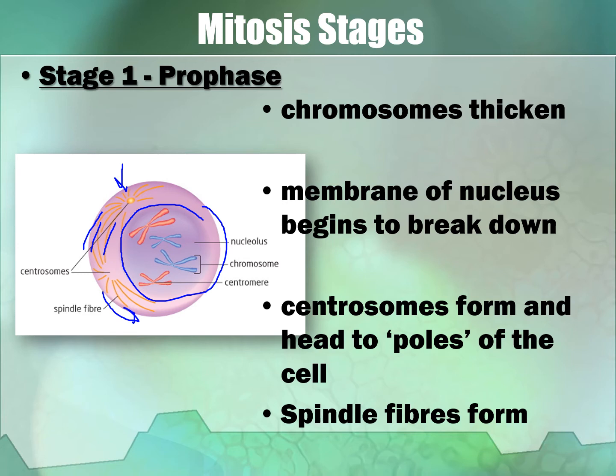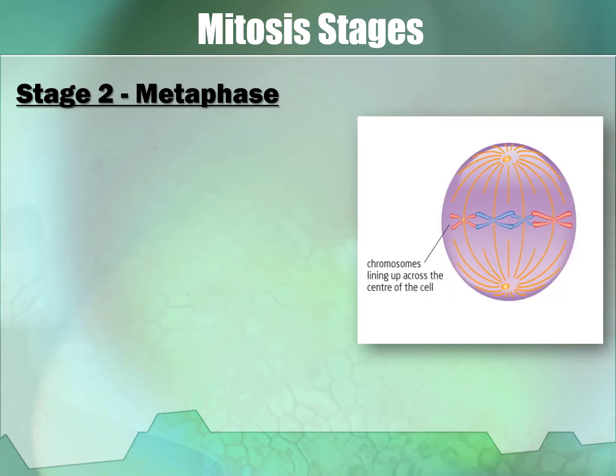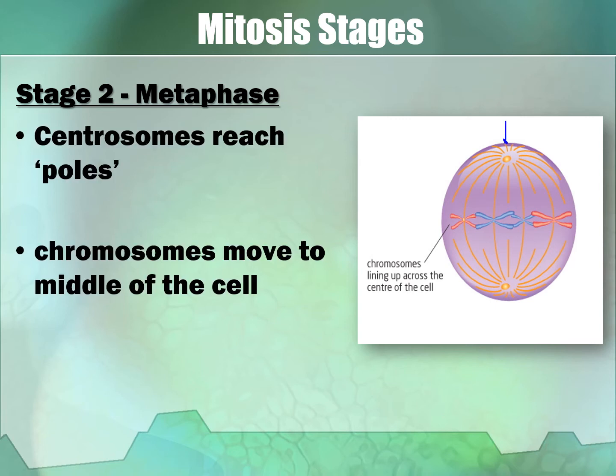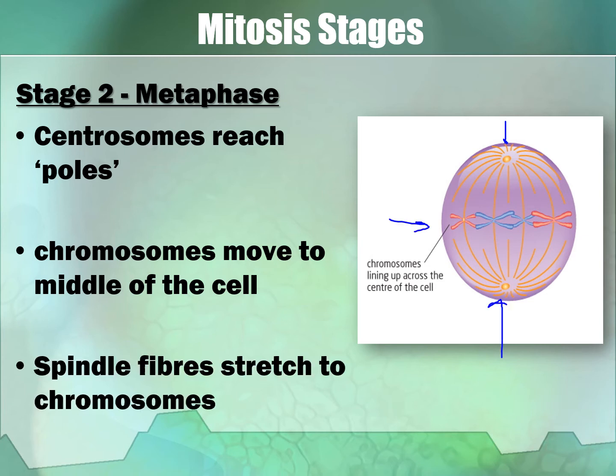So that is prophase. Metaphase. Our chromosomes are lining up in the center of the cell. The spindles have attached themselves here. Your centrosomes reach the poles right there. All your chromosomes are now lining up in the middle, and these spindles are stretching down and grabbing hold of the chromosomes.